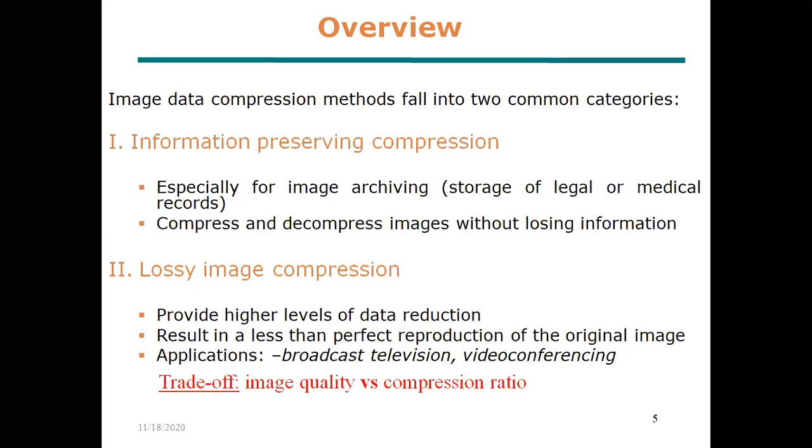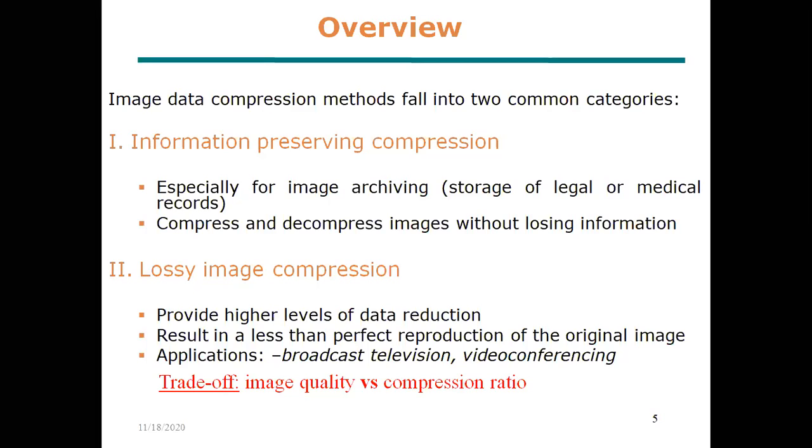In this case, the compression ratio is very small. In some cases, it is not compressed. In some cases, you can compress the image with a small compression ratio, or you can remove only a small amount of the data from the image. Okay, compress and decompress images without losing information. So information preserving compression can be applied without the loss of any information. That means in this case you will get a smaller compression ratio.